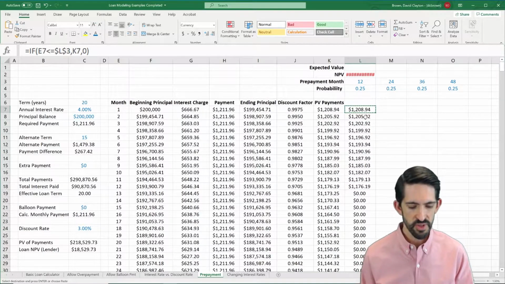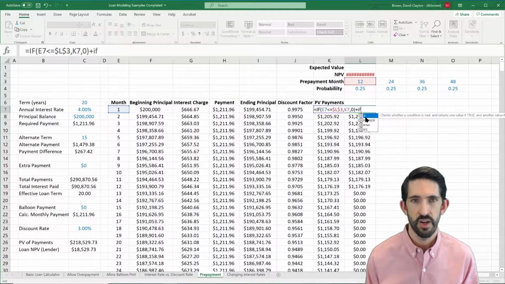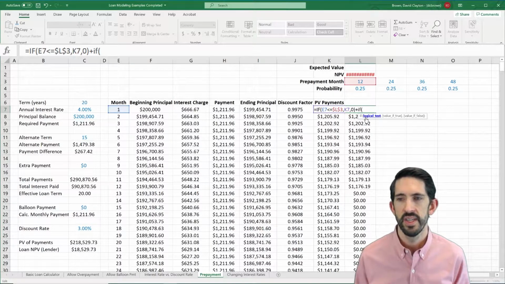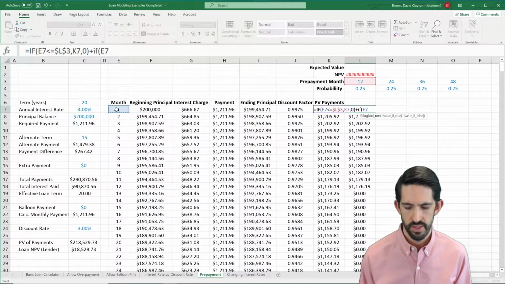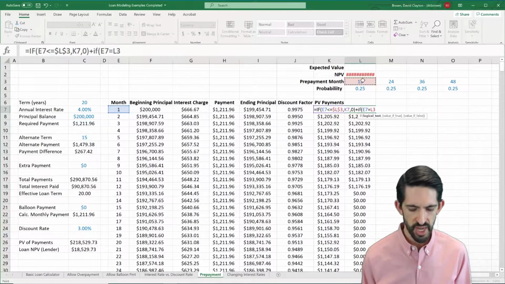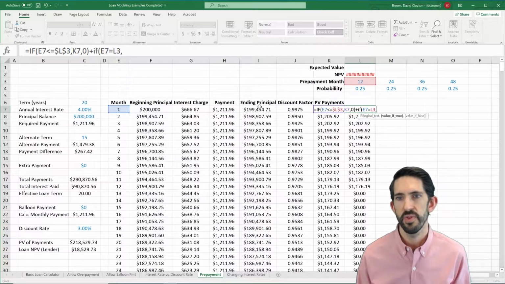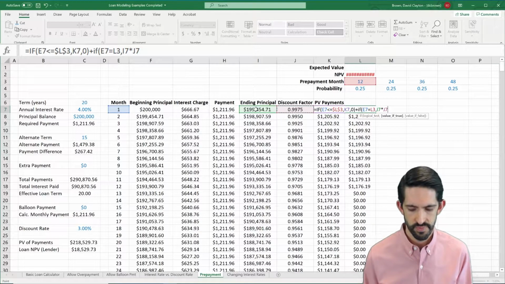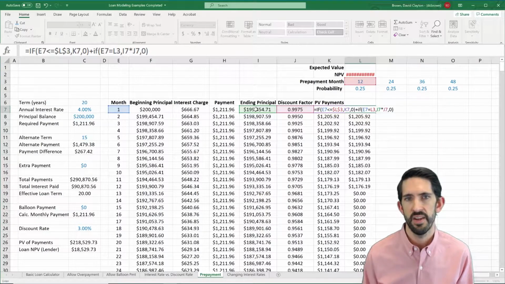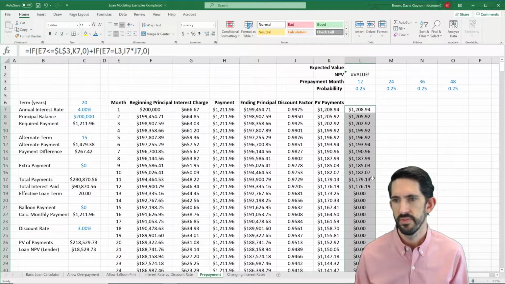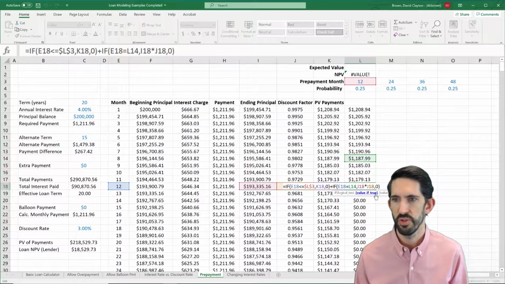But now we have to also layer on our second IF statement here. It's going to be nice to just separate the two components out. It's going to be if the month is now exactly equal to our prepayment month, well, then we get another cash flow. And that other cash flow is going to be the ending principal. Again, we want it in present value terms, so times the discount factor. Otherwise, add on 0. So let's check that out. If we drag that down, oh, it didn't show up, so let's troubleshoot it.